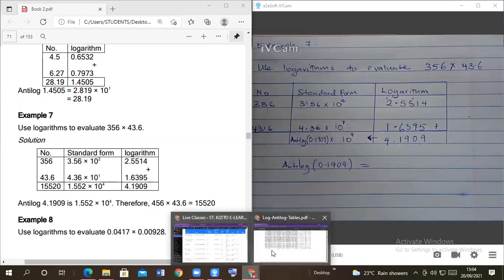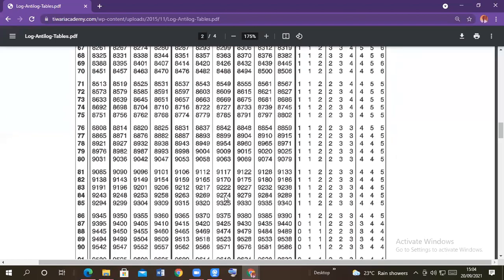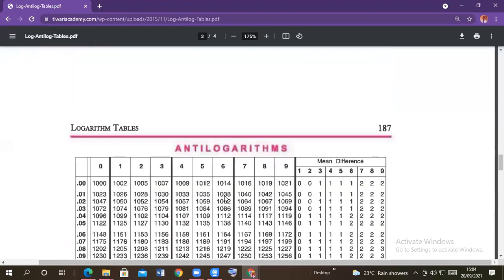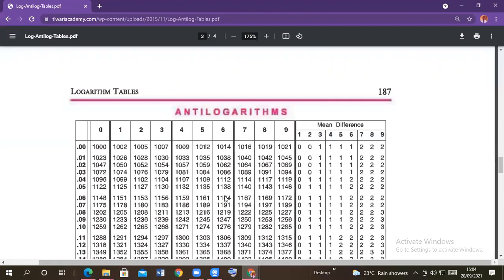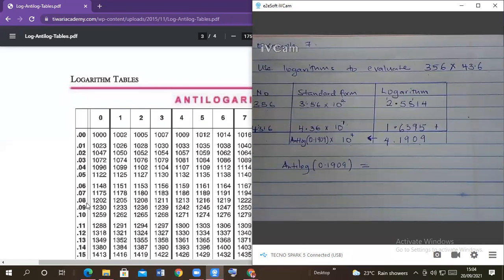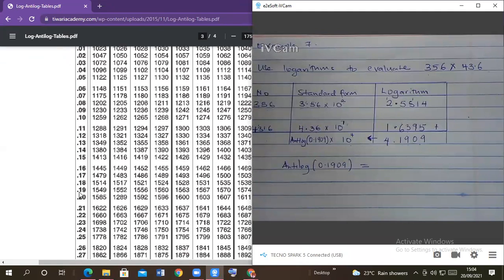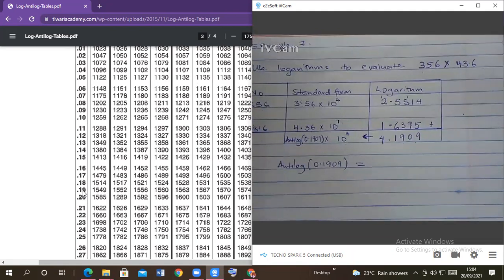Okay, so we go to our tables. Now we go to the antilog. Where are you? There. I'm looking for 0.1909. So I'm going to first look for 0.19, isn't it? This one. Yes. Then afterwards, I will go to 0.